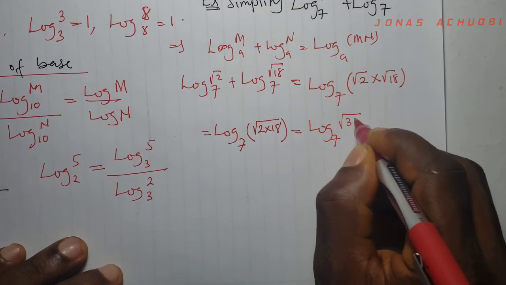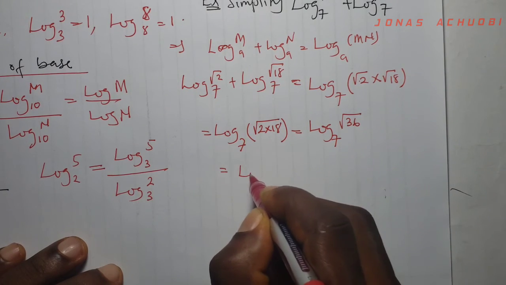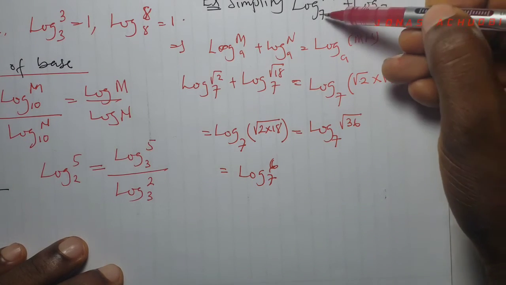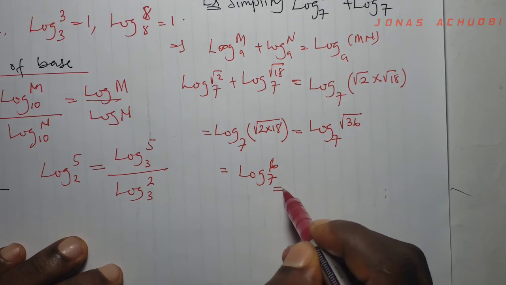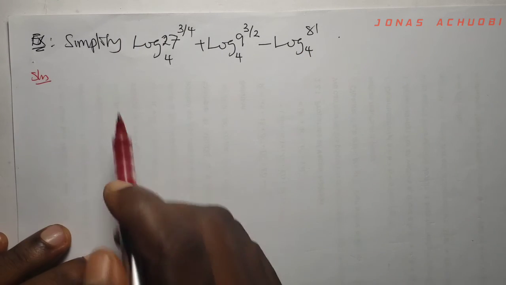2 times 18 is 36. And the square root of 36 is 6. So that is nothing but the logarithm of 6 in base 7. So log root 2 base 7 plus log root 18 base 7 is nothing but what? Log 6 base 7.